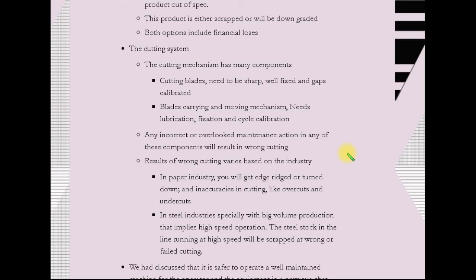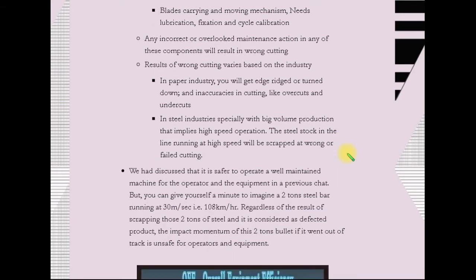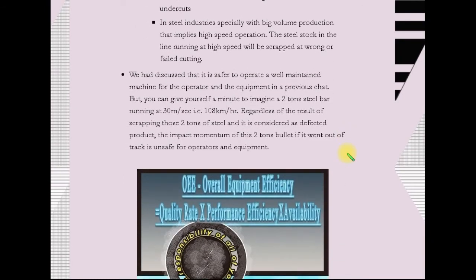So that's two items: either you are dosing or you are cutting. If there are any problems with these two items, you will have a problem in your product. This problem might result in scrapping part of the product or decreasing the quality of the product, so it is sellable but at a lower price. Okay, that's part of our discussion.